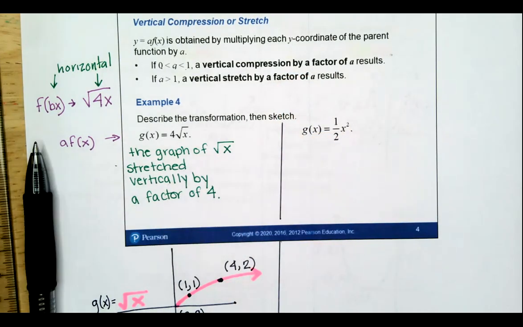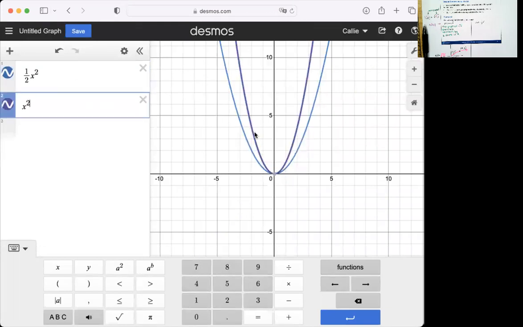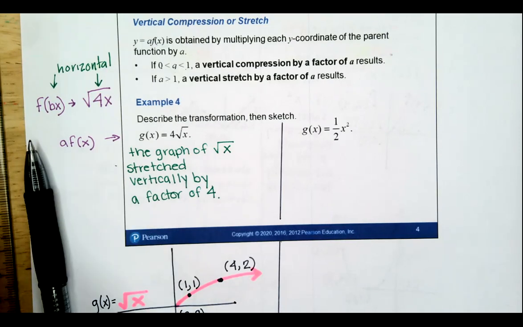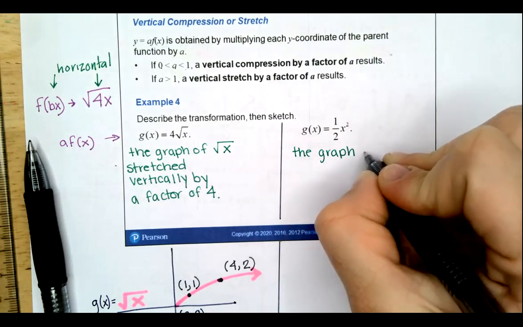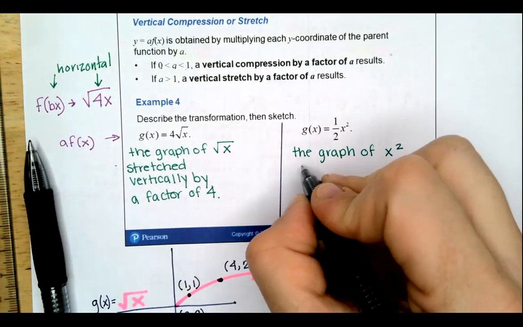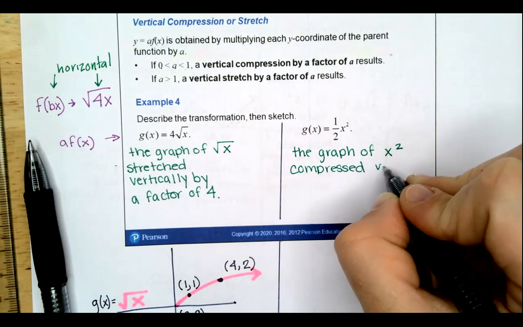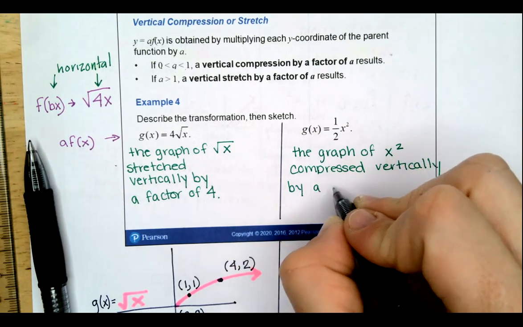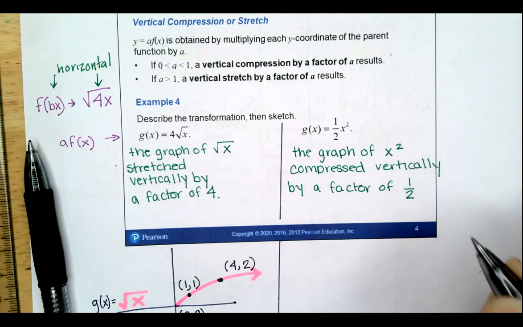Go back to Desmos. There's 1/2 x squared, and then there's x squared. You can see that x squared is taller than 1/2 x squared. So we are compressing it. This is the graph of x squared compressed vertically by a factor of 1/2.